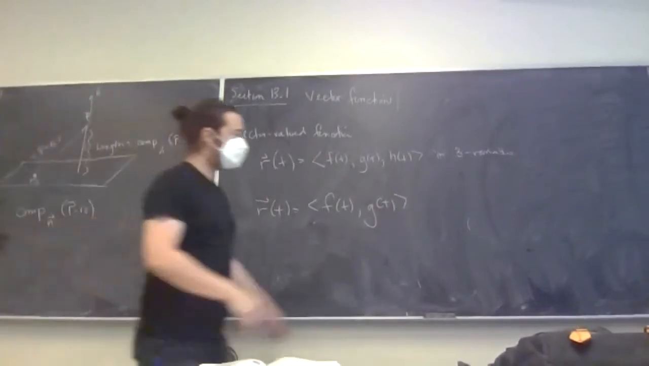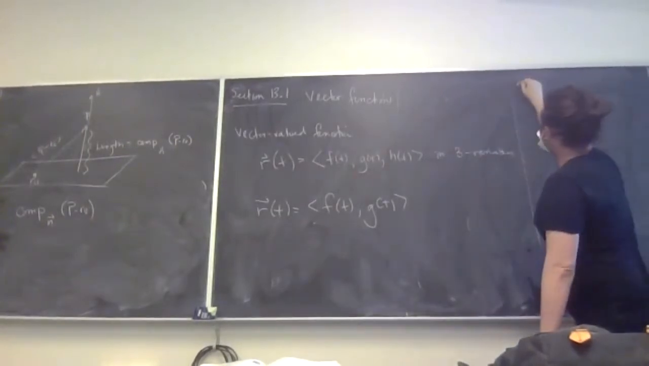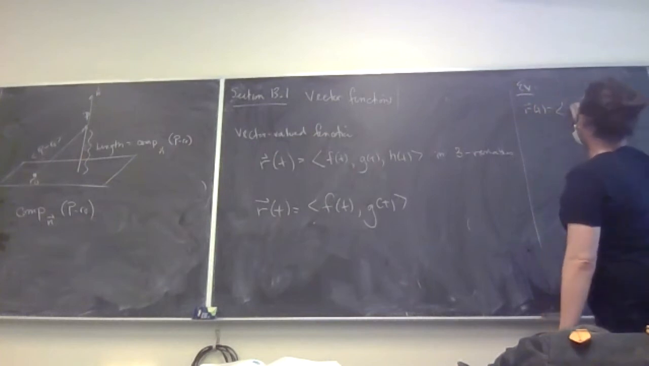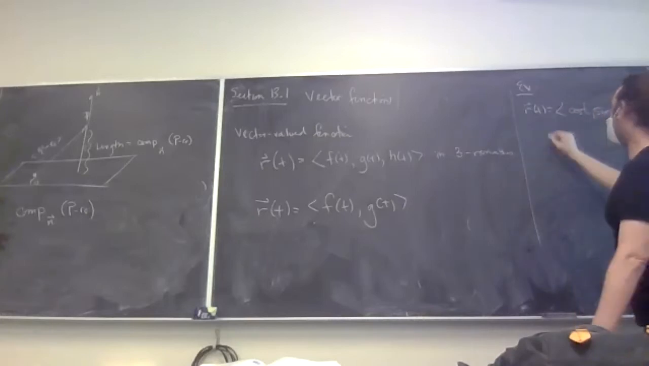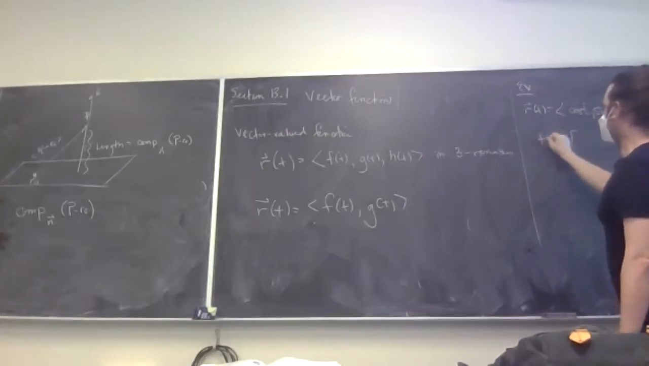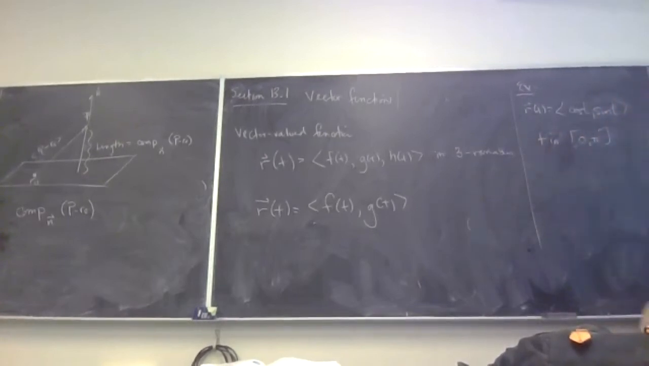So a typical example of something like this might look like r of t is equal to cosine t, sine t, and suppose I let t be in the interval from 0 to pi. Here's a vector function. That can be a function. It takes in a real number. It spits out a vector.